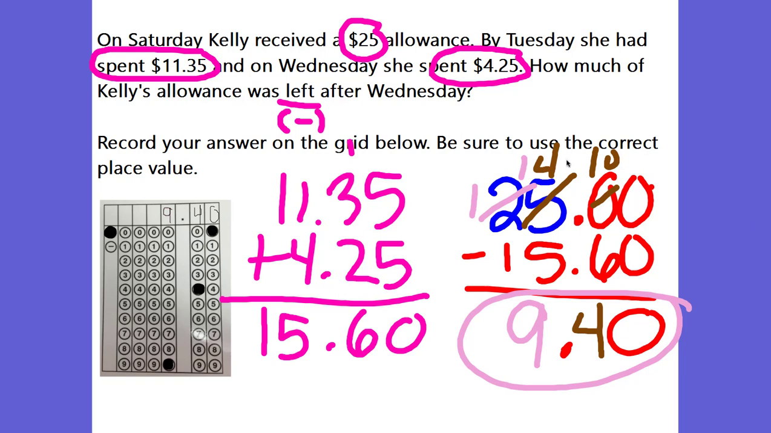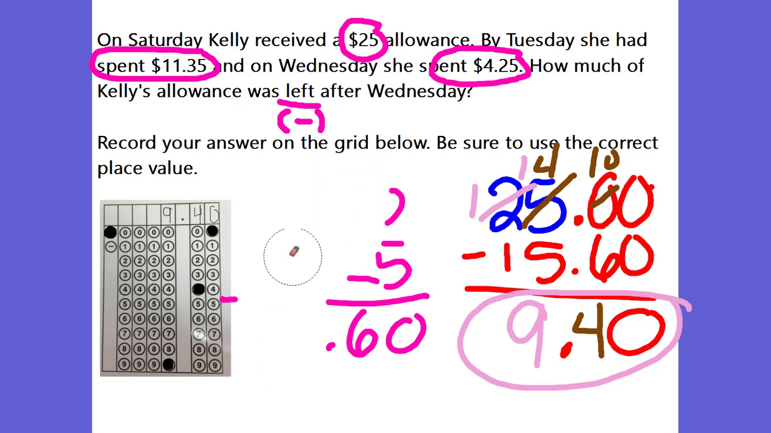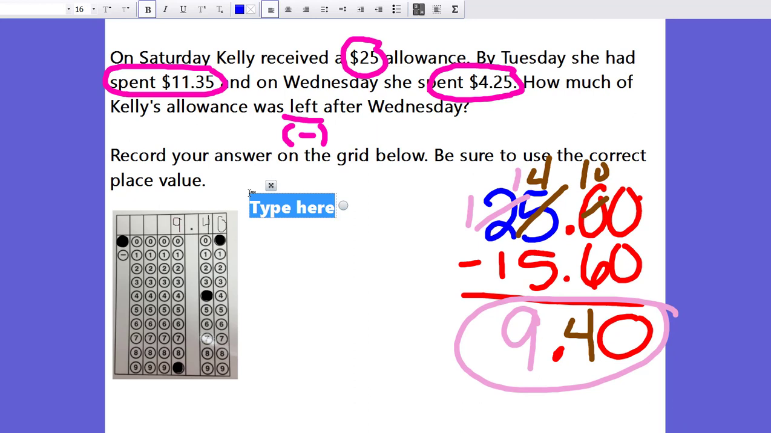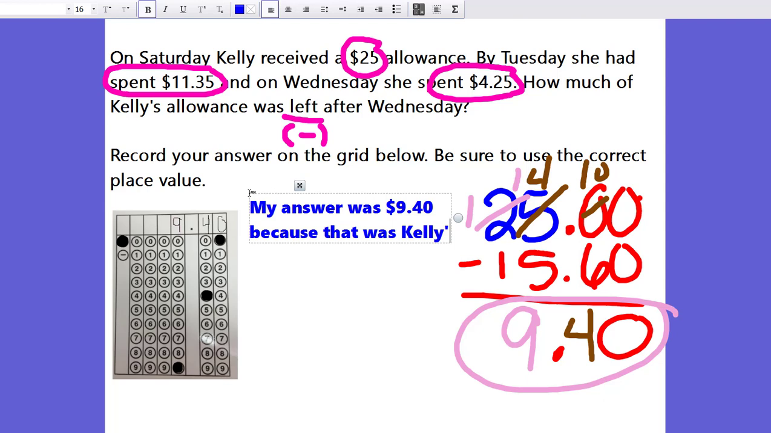Okay, right now I'm going to be eliminating this work. That way I can write my complete sentence. I'm going to keep this one short just to be nice. My answer was $9.40 because that was Kelly's total after she spent money.